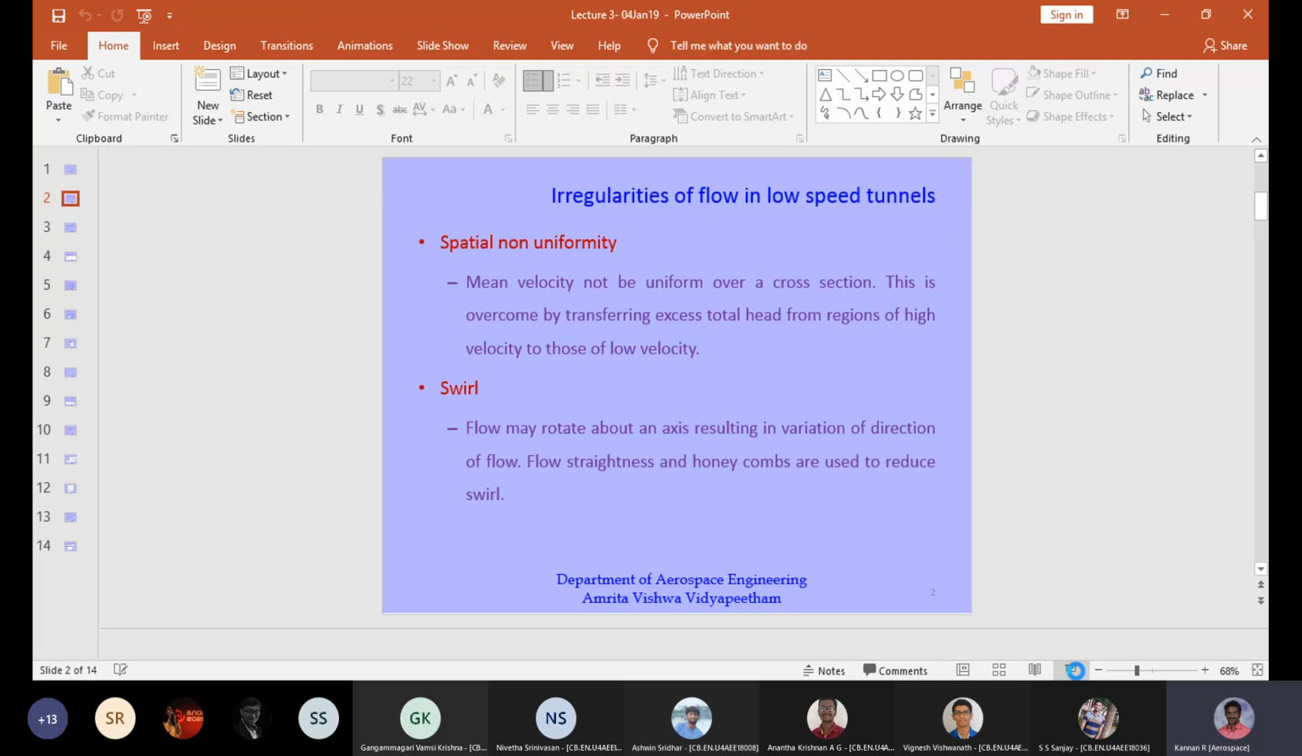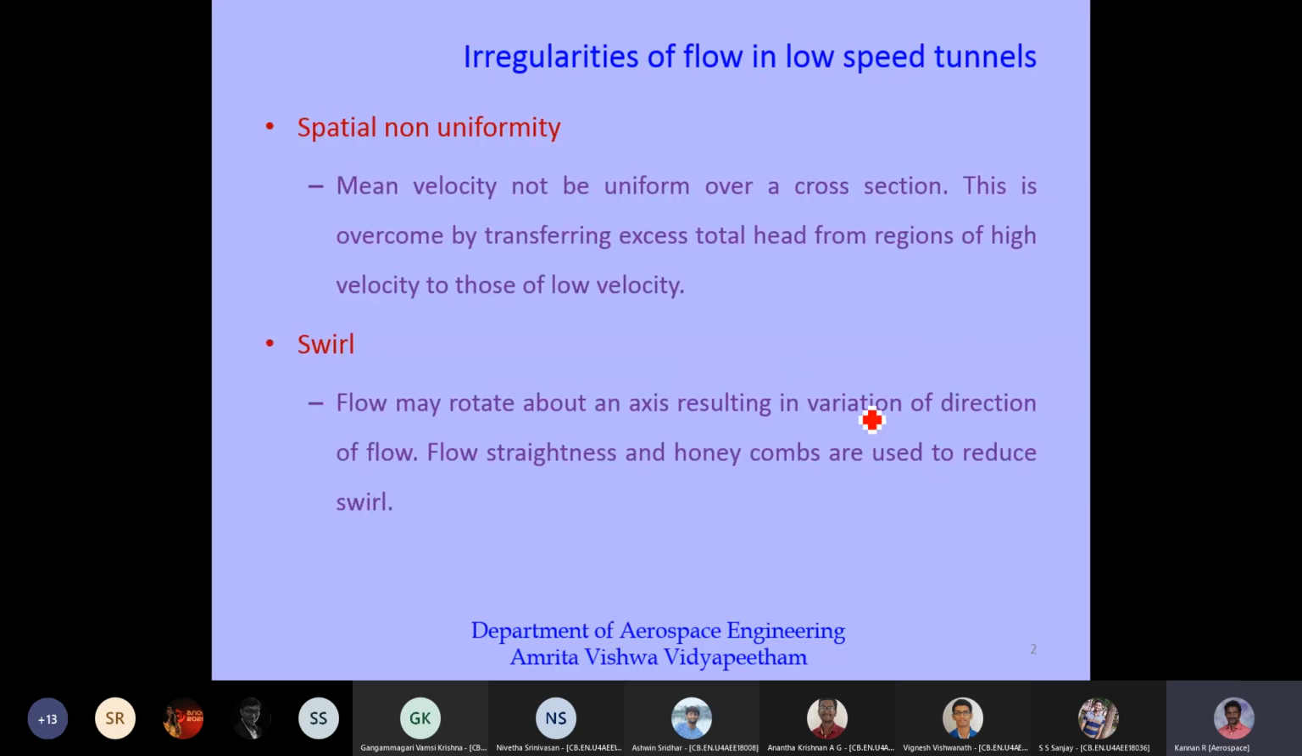Okay. Anyway, in the last class, what did we see? If you look at the tunnel, for example, if you have a divergent portion, I didn't finish it fully, but I'll come back to that a little later. This is a general cross section. So we talked about the losses and how you are going to cut them down.